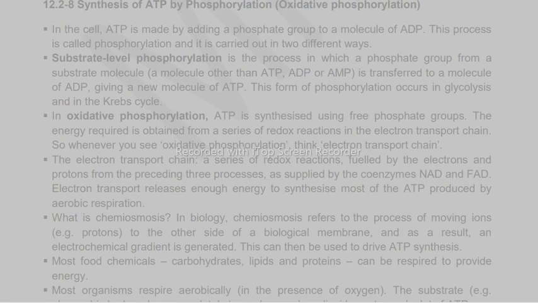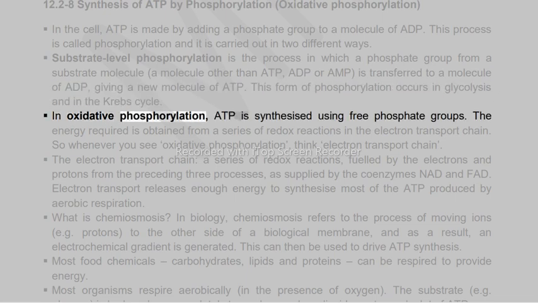12.2.8 Synthesis of ATP by phosphorylation, oxidative phosphorylation. ATP is made by adding a phosphate group to a molecule of ADP. This process is called phosphorylation and it is carried out in two different ways. Substrate-level phosphorylation is the process in which a phosphate group from a substrate molecule, a molecule other than ATP, ADP or AMP, is transferred to a molecule of ADP, giving a new molecule of ATP. This form of phosphorylation occurs in glycolysis and in the Krebs cycle.